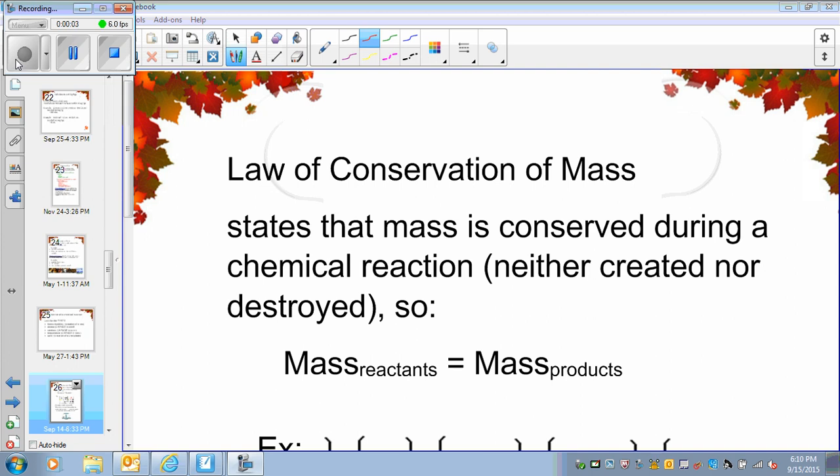Hello everyone. Today we will learn the law of conservation of mass. The law of conservation of mass is not new to you. I'm sure you have learned this before many times. You have memorized it: that mass can neither be created nor destroyed.